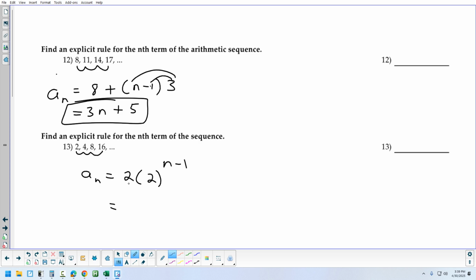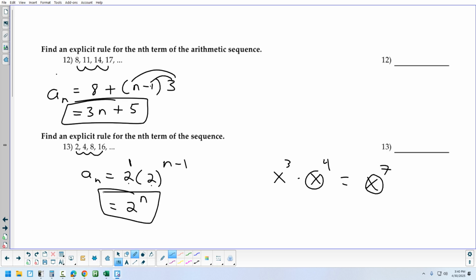And technically, because these two numbers came out the same, you can combine them. All right. What happens when you have two things with the same base and they're multiplied? What do you do with the exponents? Don't you add them? You add them. You can only do that if the bases are the same. So when you combine them, the base stays exactly the same. It would be 2 to the power of n. Okay. That's a simpler way to say it.